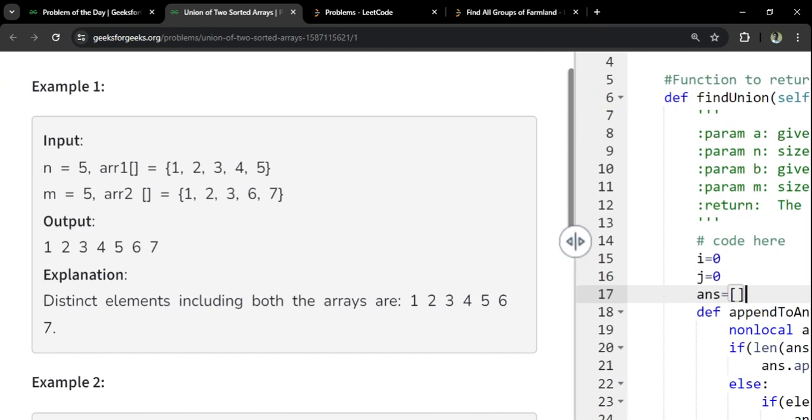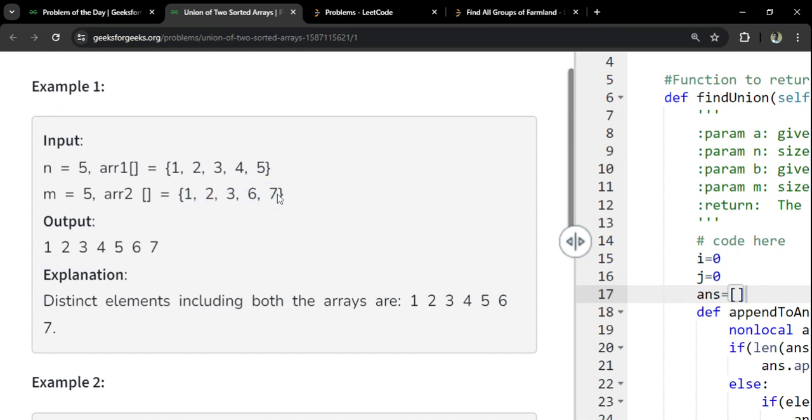This is the question given to us. This is the first array, and this is the second array. First of all, try to understand this fact. This ARR 1 is already sorted. As you can see, it's internally sorted on its own. It's already given to us in a sorted way. Similarly, ARR 2 is already sorted.